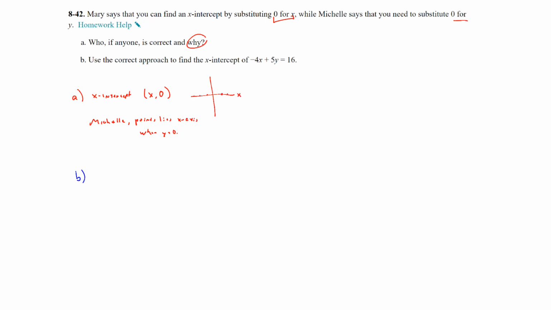B, use the correct approach to find the x-intercept of negative 4x plus 5y equals 16. So it says the correct approach. I'm not sure exactly what that means in terms of correct. I think there's many ways to find this, but based on what we just talked about, if we are finding the x-intercept, then we can plug 0 in for y, and then solve for x. So this would be negative 4x equals 16, divided by negative 4. And so the x-intercept for this linear equation would be negative 4, 0.